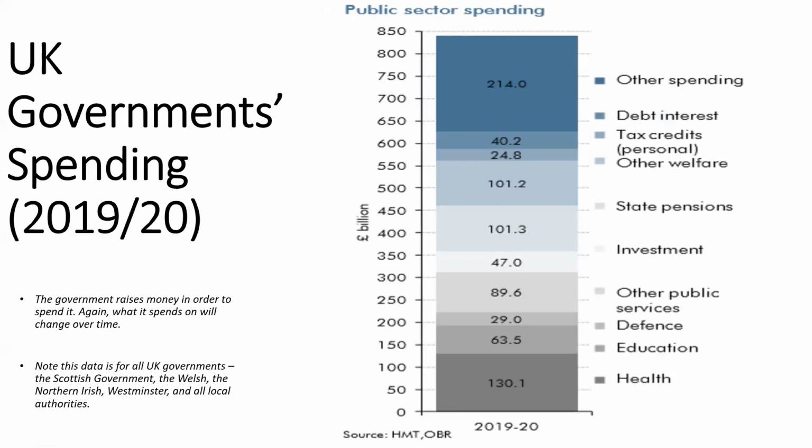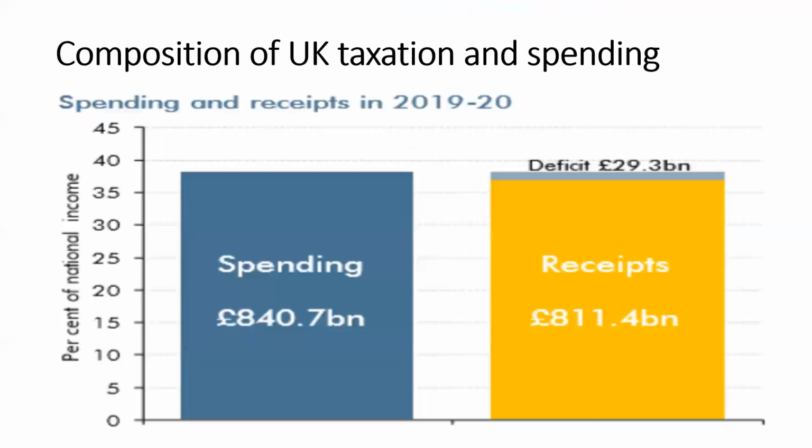If we look at where the government spends, again, this will change over time, but from 2019-20, 130 billion was spent on health, 63 billion on education, 29 billion on defence, and state pensions, 101.3 billion for pensions. We spent more money on pensions than we did on education and defence combined. So these are all places where the government spends money. And if the government spends money on, say, a state pension, then it's money being injected in. So it's money added into the circular flow, and it's going to boost national income.